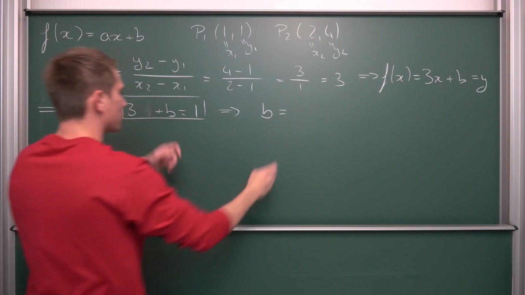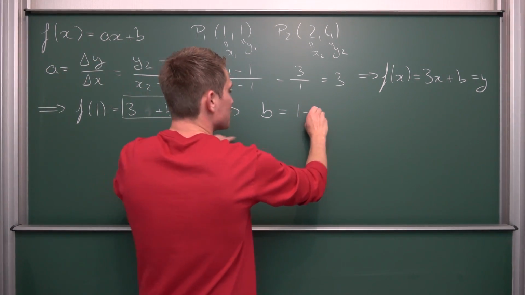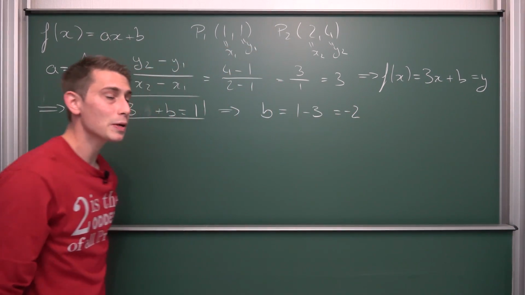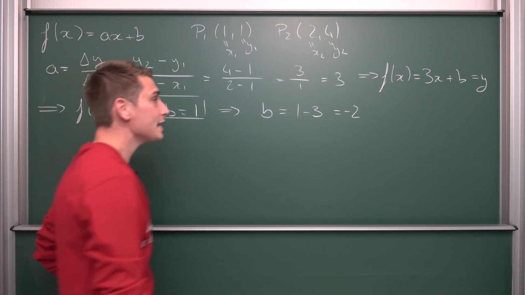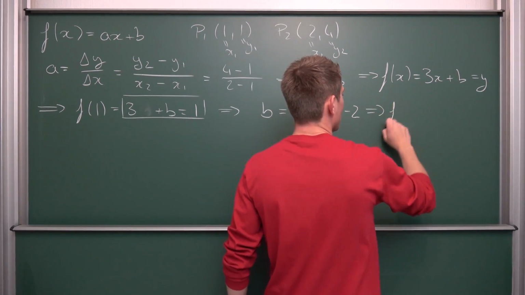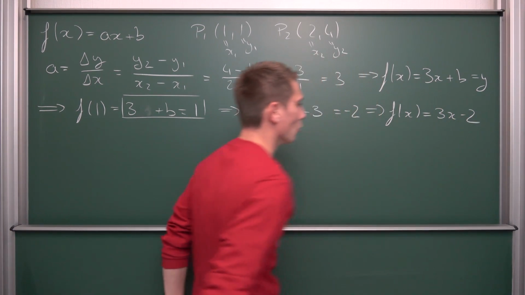Meaning, if we were to subtract 3 on both sides, we are going to get b being equal to 1 minus 3, and 1 minus 3 is going to be negative 2. And thus we are done. We can now take our b and put it into this equation, and then we are done. We are done with the reconstruction. f of x is hence nothing but 3x minus 2 overall.